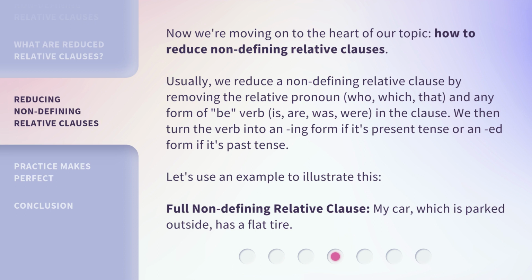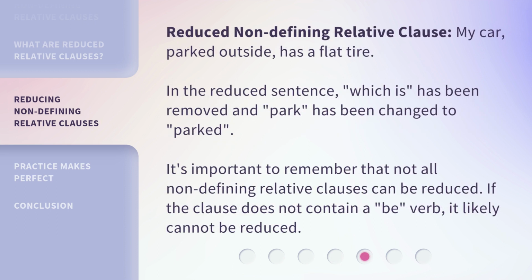Full non-defining relative clause: My car, which is parked outside, has a flat tire. Reduced non-defining relative clause: My car, parked outside, has a flat tire. In the reduced sentence, "which is" has been removed and "park" has been changed to "parked."